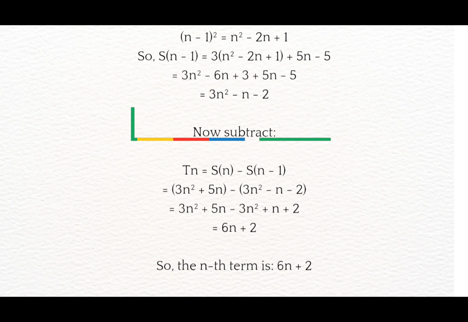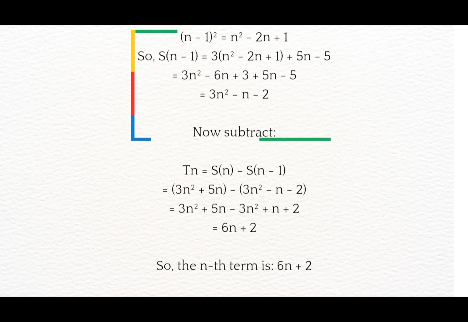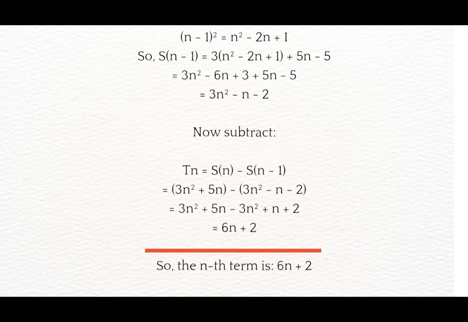Now subtract: Tn equals Sn minus S(n-1) equals 3n squared plus 5n minus (3n squared minus n minus 2) equals 3n squared plus 5n minus 3n squared plus n plus 2 equals 6n plus 2. We found the formula for the nth term. So, the nth term is 6n plus 2. This is a huge step. We're getting closer to revealing the entire sequence.